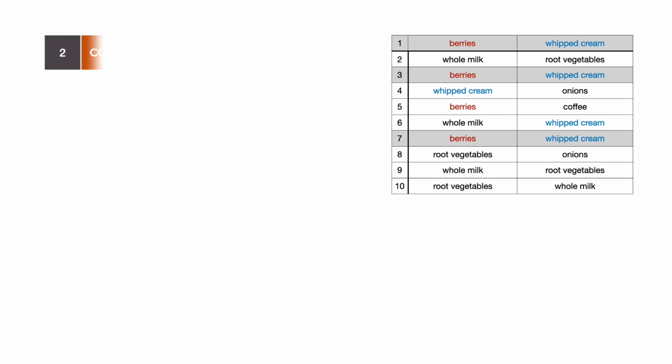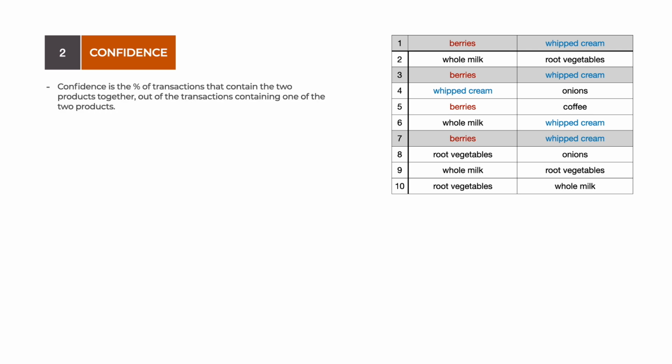Next, let us now understand the concept of confidence. So confidence is the percentage of transactions that contain the two products together against the transactions containing one of the two products. There are always two confidence numbers, one for each of the products.